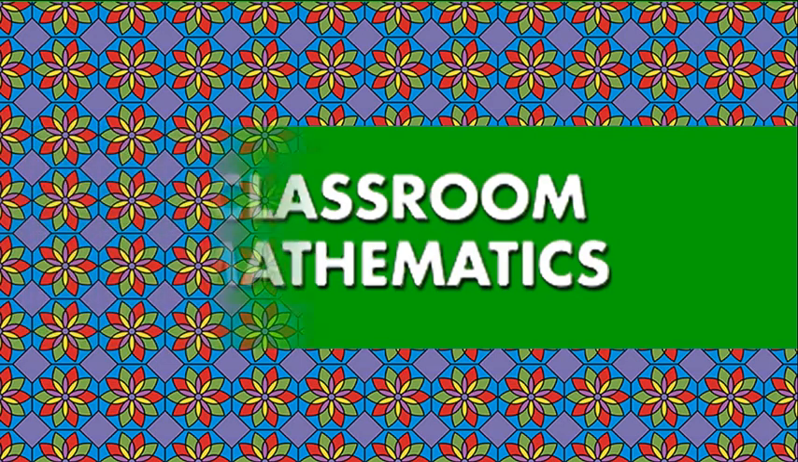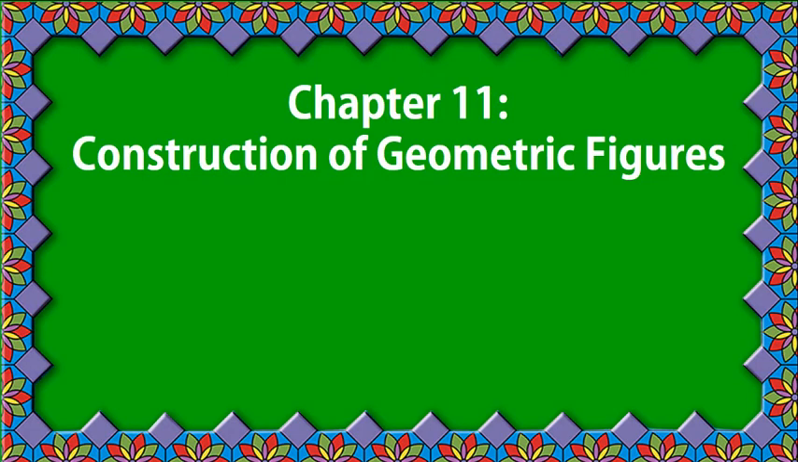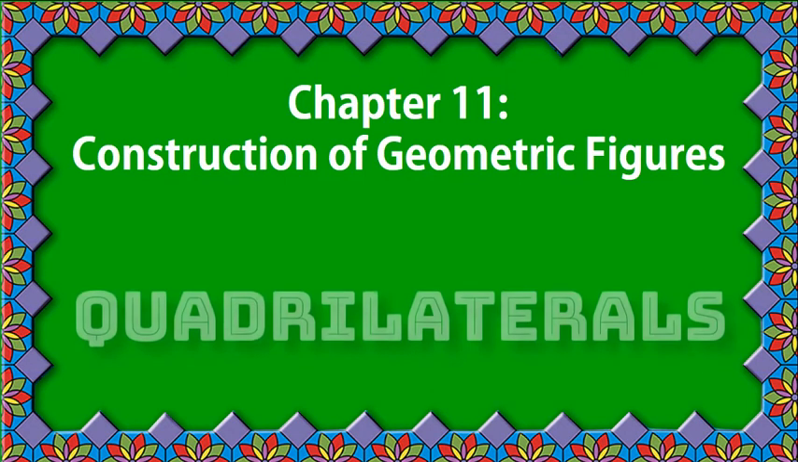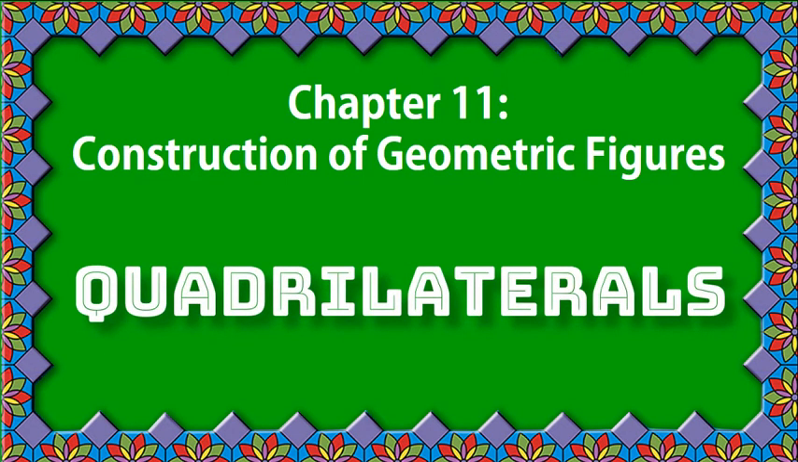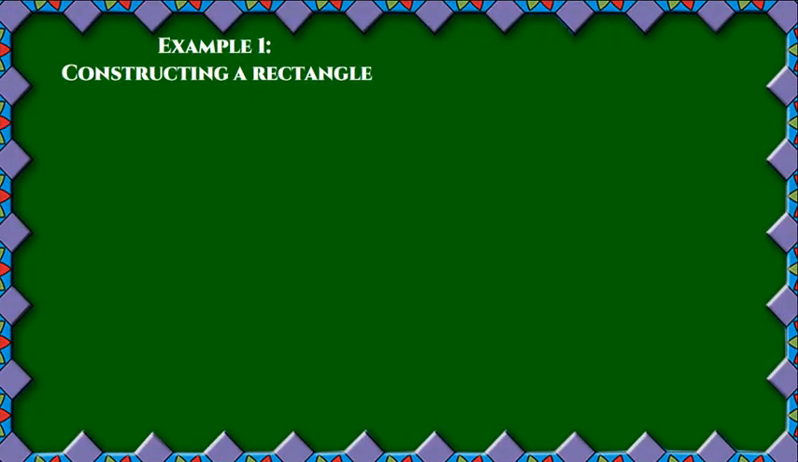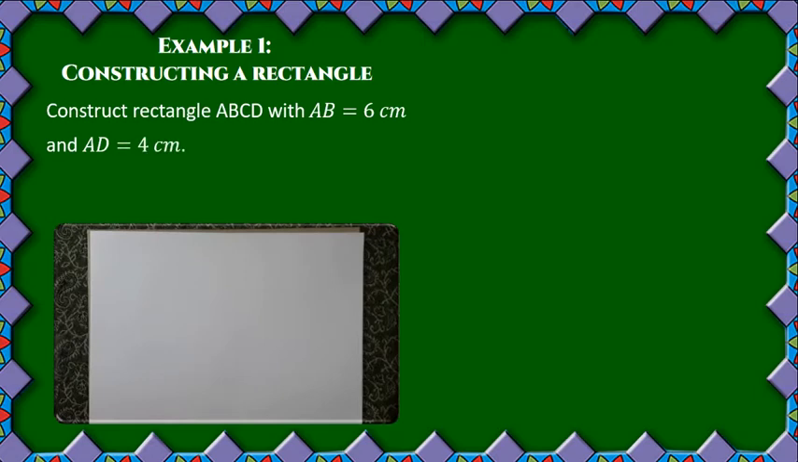This is another lesson out of Classroom Mathematics. We're busy with Chapter 11, Construction of Geometric Figures, and today we're going to look at quadrilaterals. Now for example 1, we need to construct a rectangle ABCD with AB equals 6 centimeters and AD equals 4 centimeters.